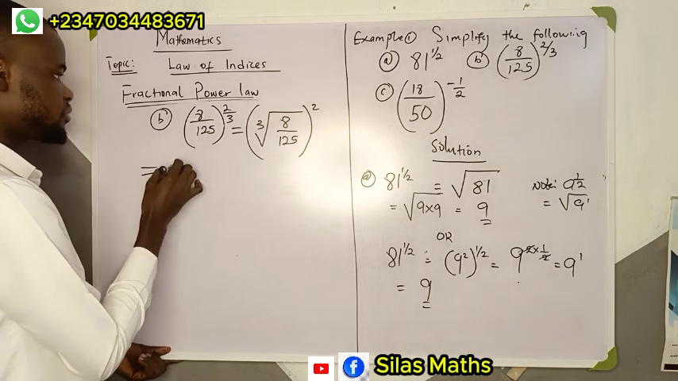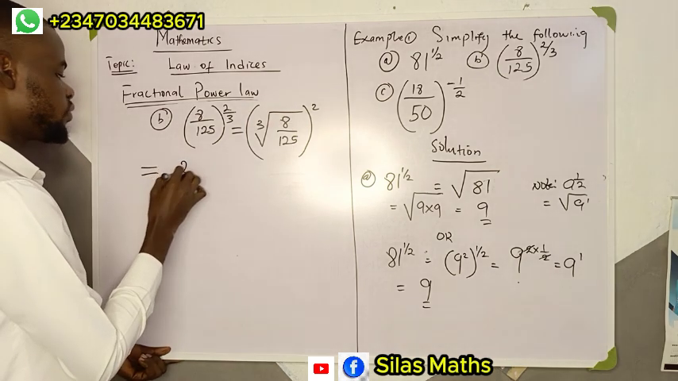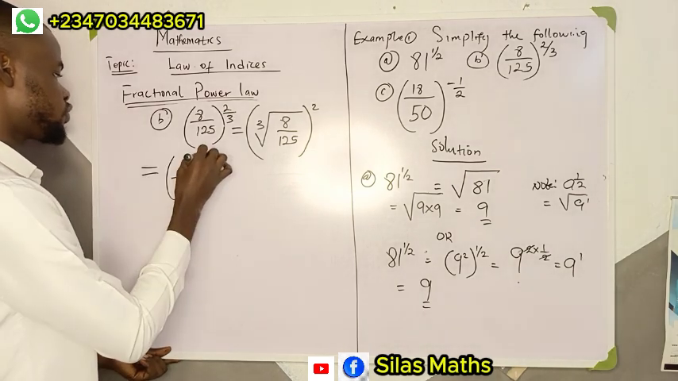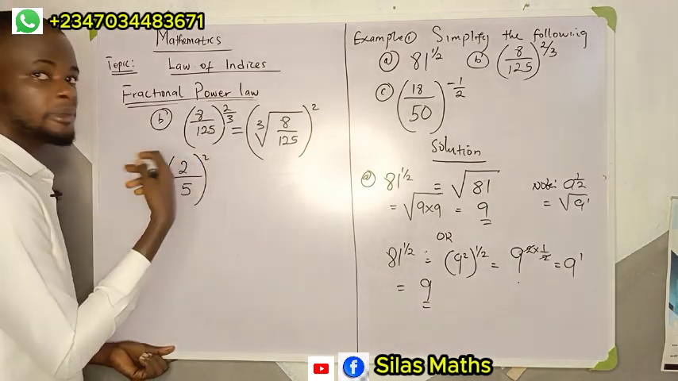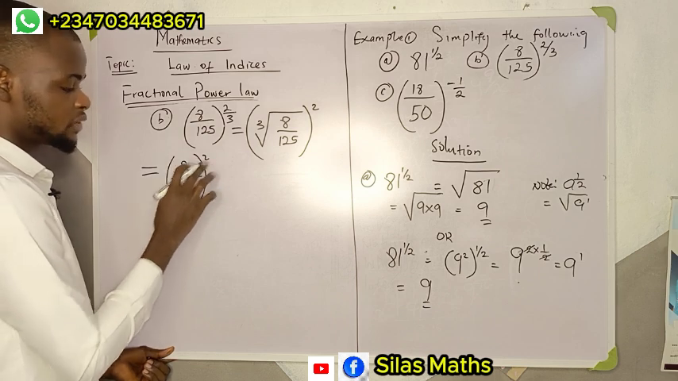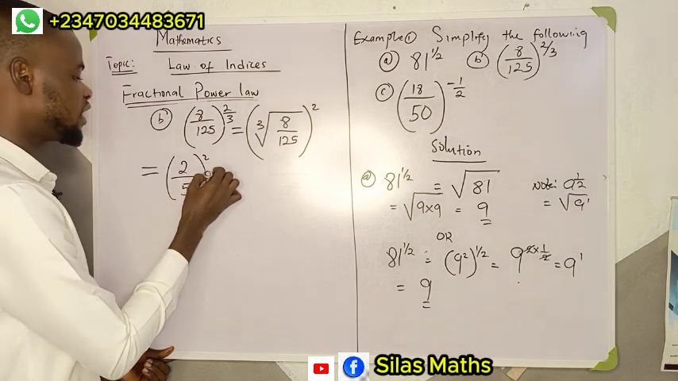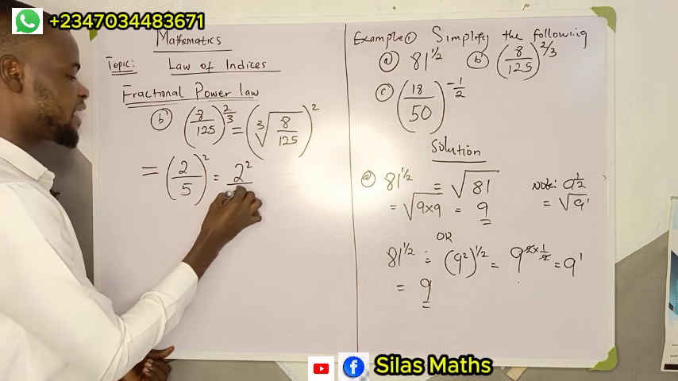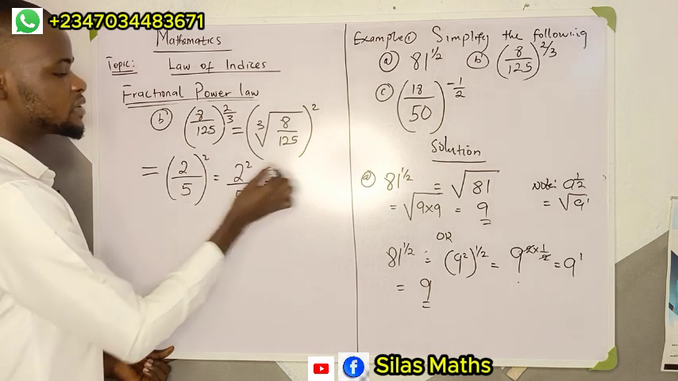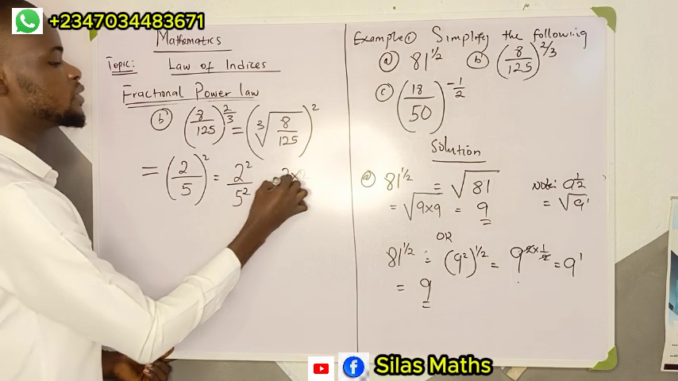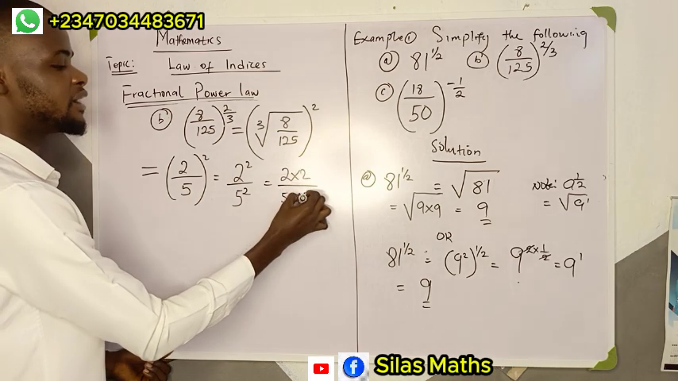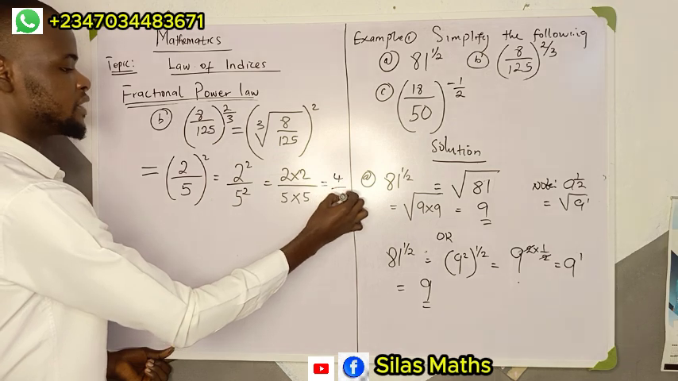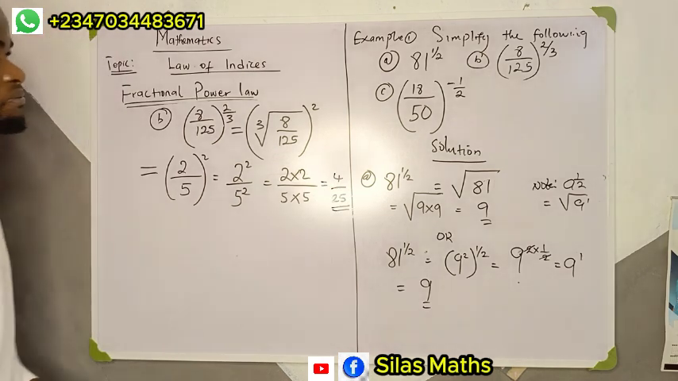So that is to say this is equal to 2 at the numerator over 5 at the denominator, all to the power of 2. Simplifying further, remember the power law, this power will go for the numerator and also for the denominator, and that will give me 2 raised to power 2 all over 5 raised to power 2. 2 raised to power 2 is 2 times 2 all over 5 times 5. When you simplify further, you have 4 over 25. That's the final answer.